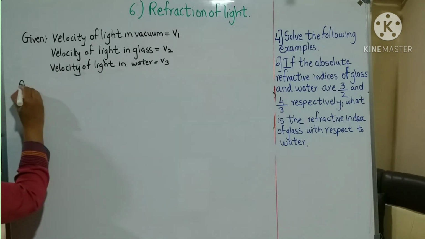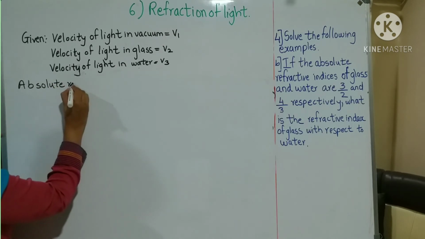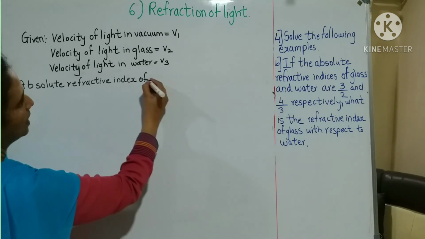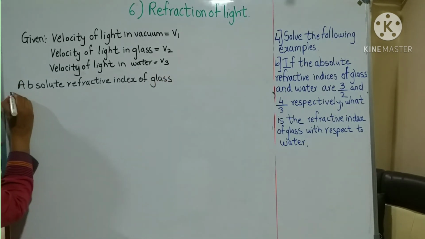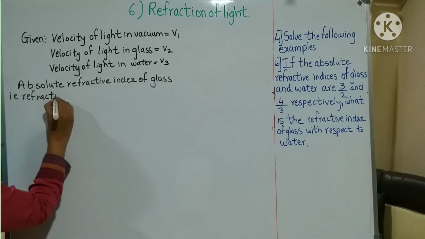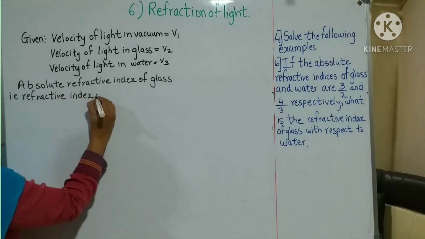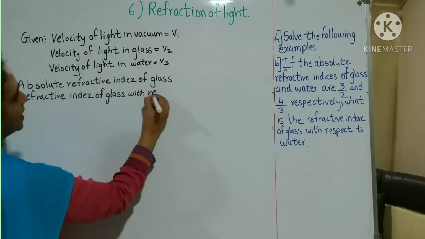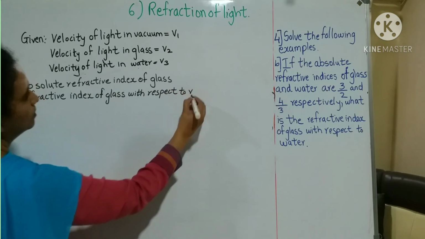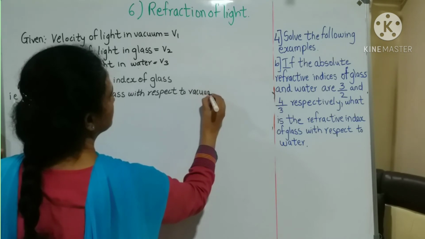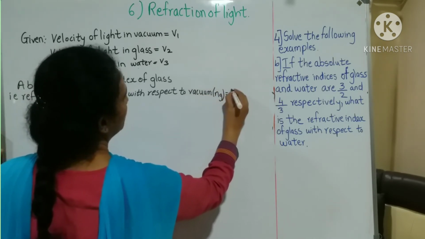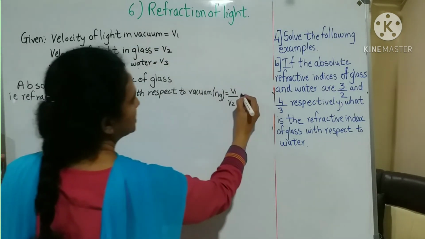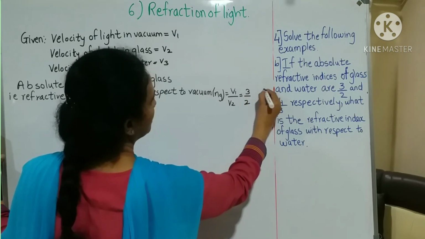Now absolute refractive index of glass, that is refractive index of glass with respect to vacuum, is equal to V1 upon V2, that is velocity of light in vacuum upon velocity of light in glass, and it is given to us as 3 upon 2. This is our equation 1.